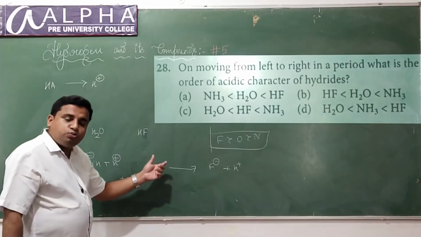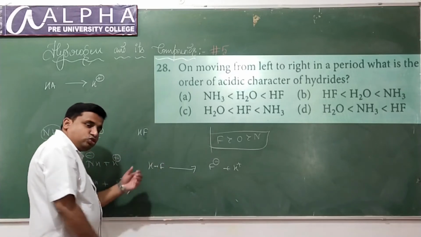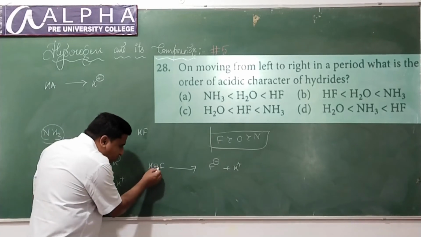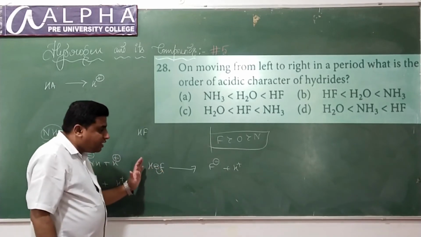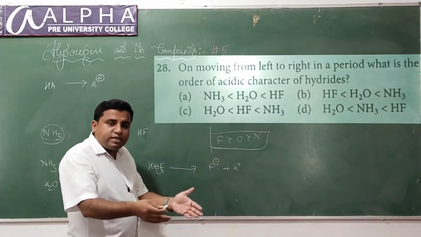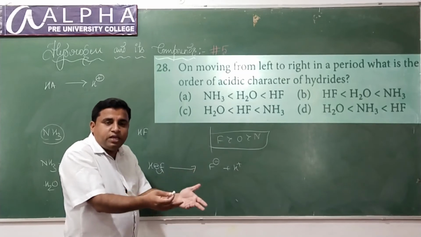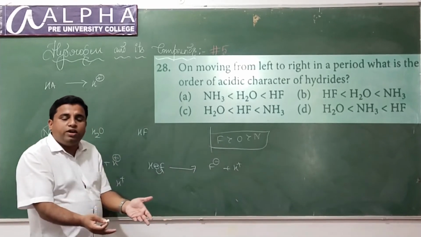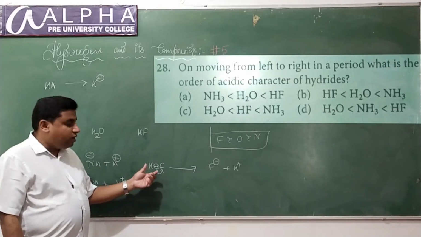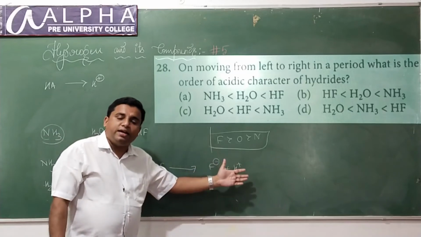Since fluorine is more electronegative, it will quickly withdraw the shared pair of electrons from hydrogen. As a result, hydrogen will be eliminated as H plus ion. If a substance donates H plus ion easily, it's going to be a strong acid. If the substance cannot donate H plus ion easily, it's going to be a weak acid. Here fluorine is more electronegative, therefore it will withdraw the shared pair of electrons. As a result, hydrogen will be eliminated as H plus.